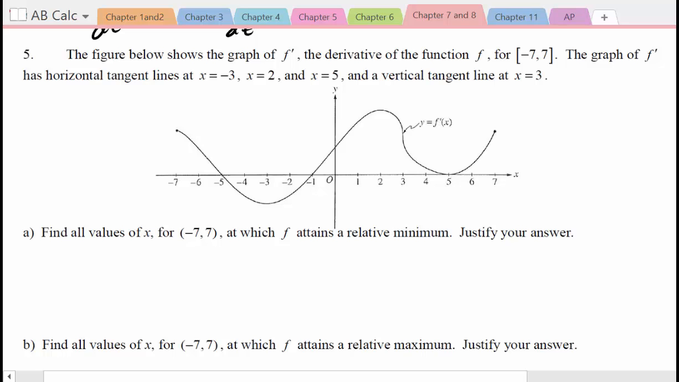The figure below shows the graph of f prime. That's really key here. This is the graph of f prime. It's also mentioned right here. And then it tells us a little bit more information about its horizontal tangents and vertical tangents, which is fine.